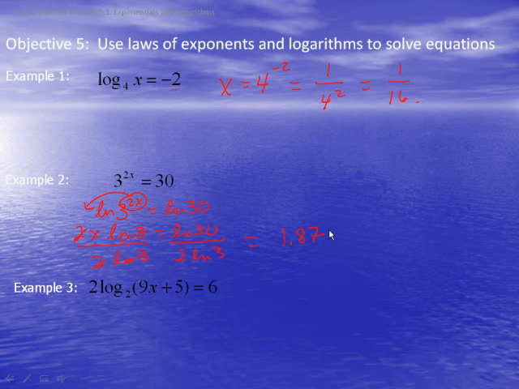Okay, in example 3, I've got a 2 here that I can get rid of by dividing both sides by 2. And so that would give me log base 2 of 9x plus 5 is equal to 3. And then now I can use my exponential law. So 9x plus 5 is equal to 2 to the third power. So 9x plus 5 is equal to 8. Subtract 5 from both sides. So 9x is equal to 3. And divide by 9 on both sides. And I will get that x is equal to 1/3.